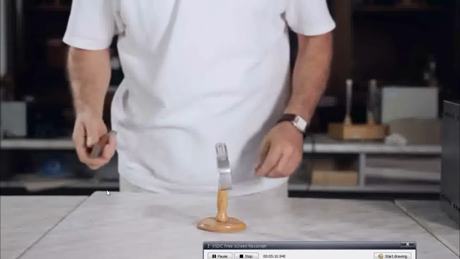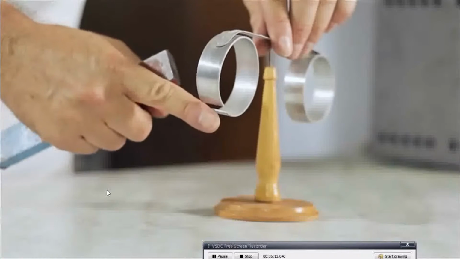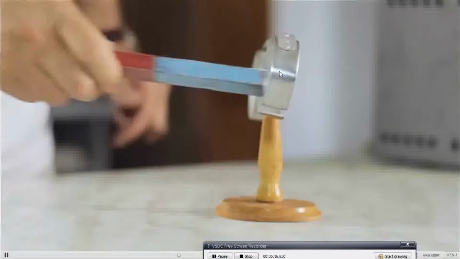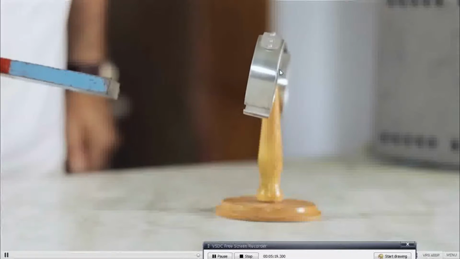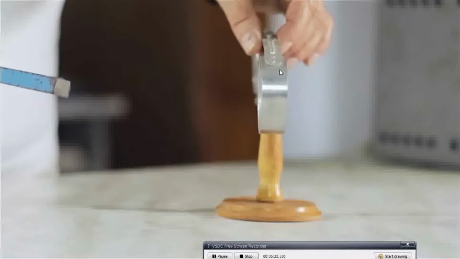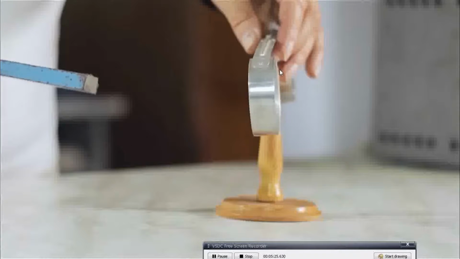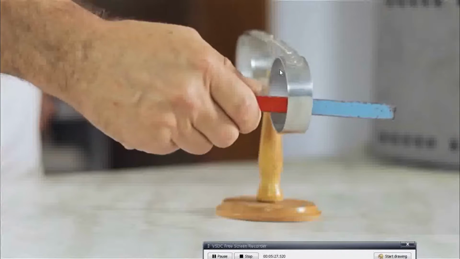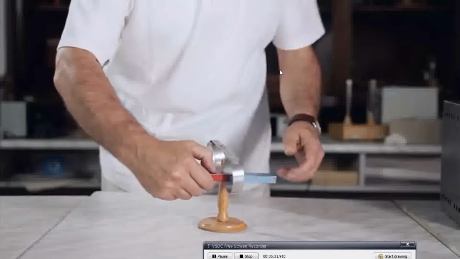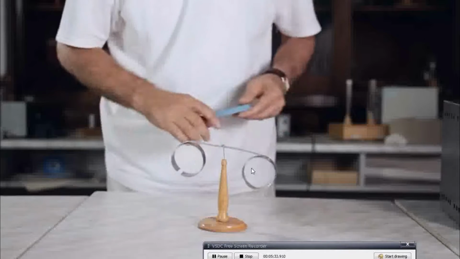Here the man is carrying one strong magnetic bar, and this is the conductor. What he is doing is just moving the strong magnetic bar towards the conductor and away from the conductor and observing the movement of the conductor. Now this can be clearly explained like this.